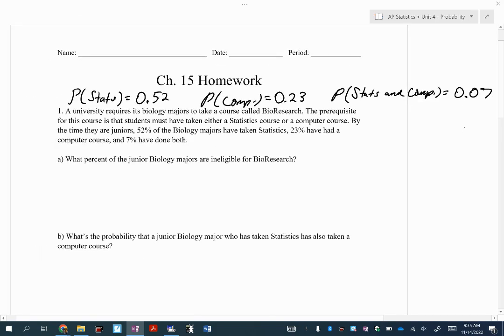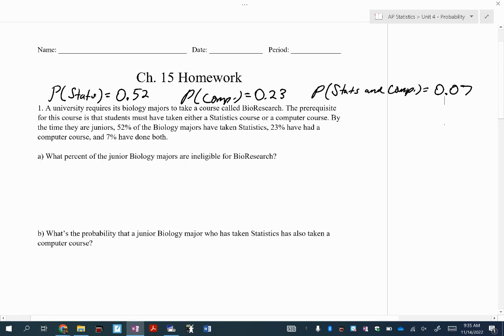Okay, so first question. What percent of the junior biology majors are ineligible for bioresearch? Ineligible for bioresearch. Okay, so actually the way that I'm going to answer this question is first find out what probability are eligible. Because if I find the probability that are eligible, then I can always subtract this from 1. Do you remember what that word is called when you take it away from 1? Complement is correct. Complements. All right, the complements.